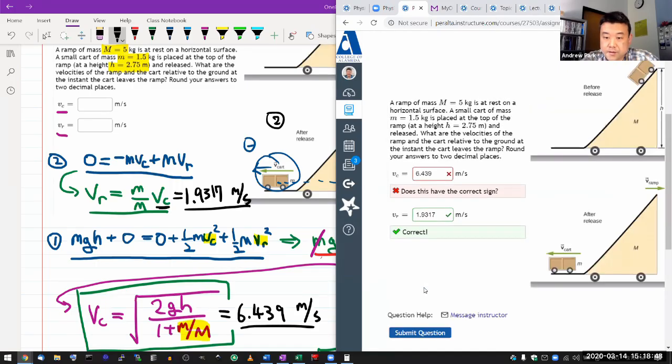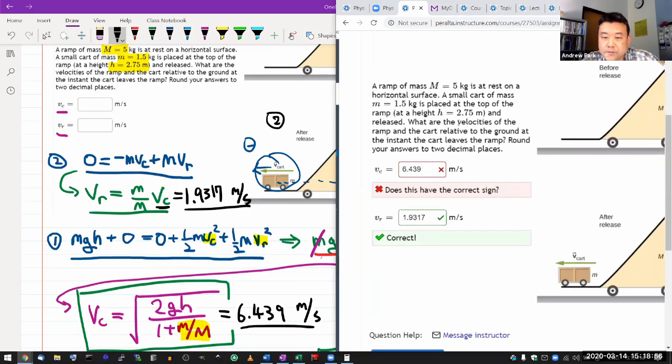And when you submit it, you see, oh, it says, does this have the correct sign? And that's where you read the question carefully. It's asking for the velocities of the ramp and the cart. So velocity is a vector quantity. They want you to indicate direction. And I guess in this question, there's nothing where you're indicating direction, so I guess they want you to use the sign to indicate the direction.